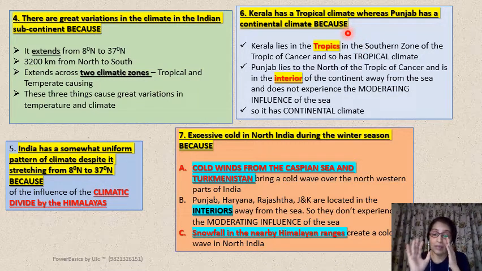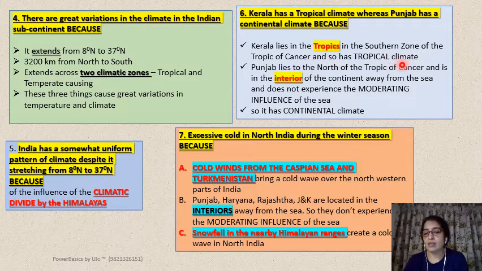First of all, tropical means the word tropics has to come. Kerala lies below the Tropic of Cancer. So Kerala lies in the tropics, in the southern zone of the Tropic of Cancer. So it has tropical climate. Punjab lies to the north of the Tropic of Cancer and is in the interior of the continent, away from the sea. So it does not experience the moderating influence of the sea.